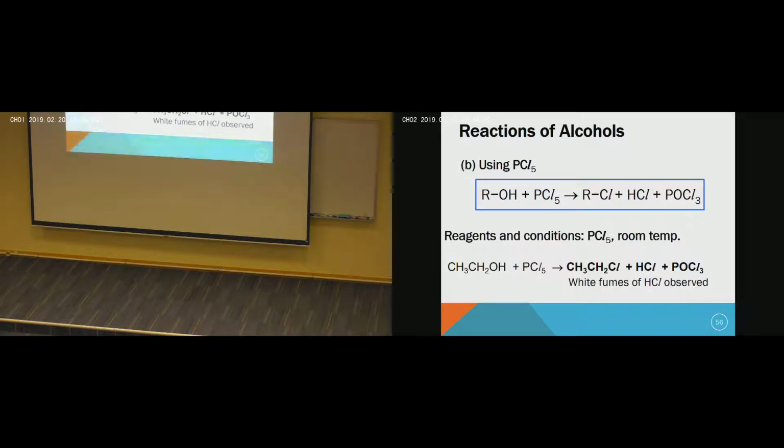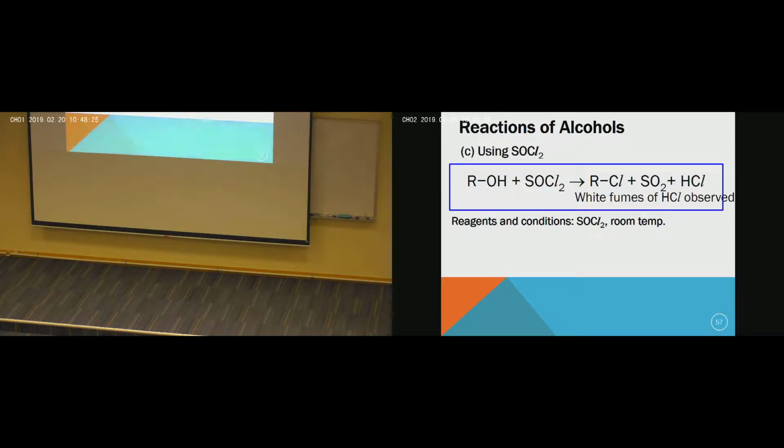Okay, the last way to convert ROH into RX is to react it with SOCl2. Again, you convert ROH into RCl, conversion of alcohol into alkyl halide. The side products are a bit different. Just now was POCl3 and HCl. Now it is SO2 and HCl. So only one of the side products is the same, which is HCl, right? The other side product is different. But the experimental observation is almost the same, white fumes, because the previous one also had white fumes. The white fumes correspond to the HCl being produced.